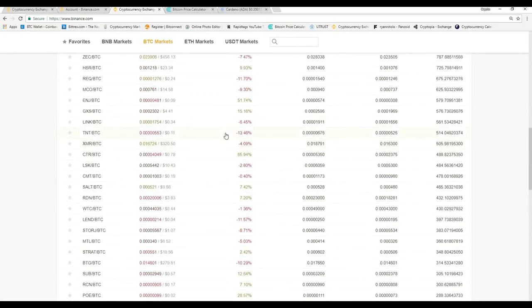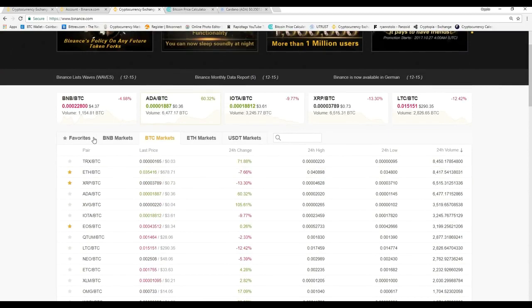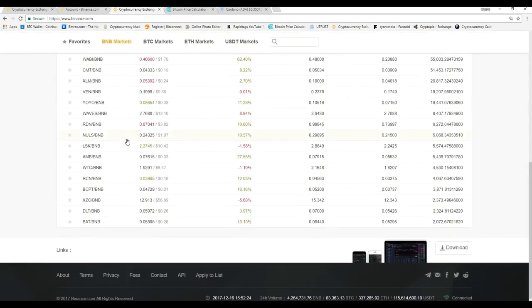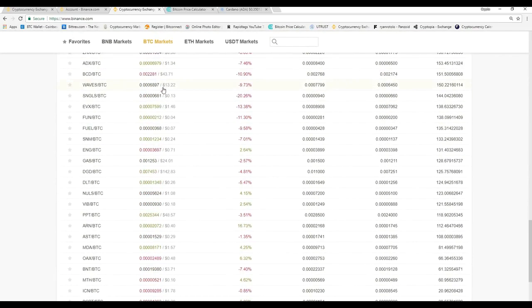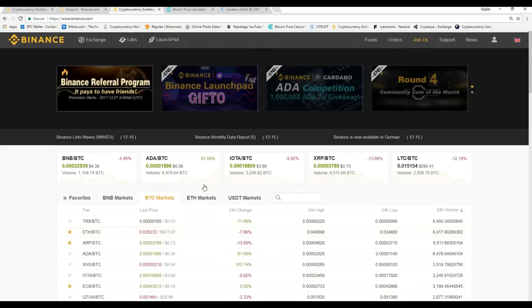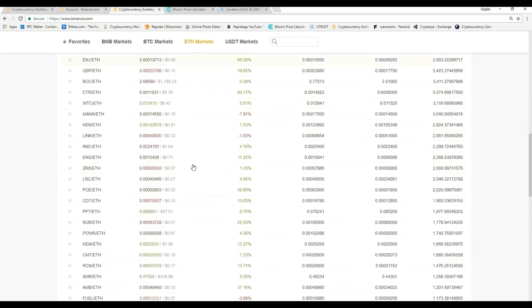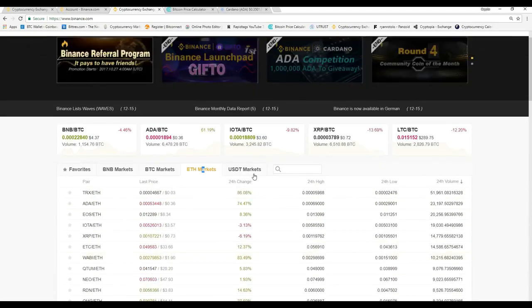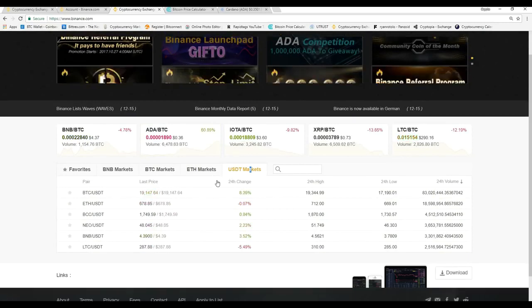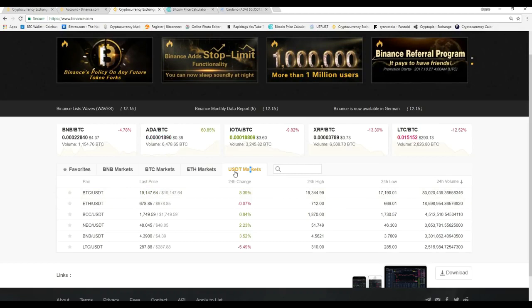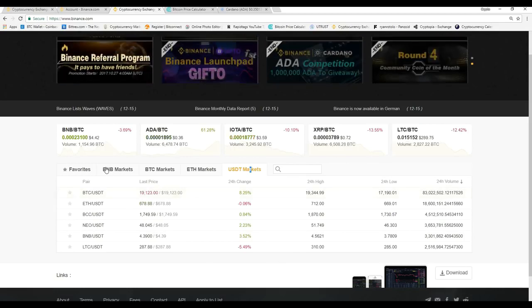Now what's also nice about the Binance exchange is they have multiple markets. As you can see, they have the Binance token market, where they have a good amount of cryptocurrencies, the Bitcoin market, where they have the most amount of cryptocurrencies, and the Ethereum market, where they have a good amount as well, and the Tether market. Now this is not US dollar. This isn't where you can enter your credit card to purchase cryptocurrencies. Tether is a specific cryptocurrency that is valued around the dollar range for cryptocurrencies.